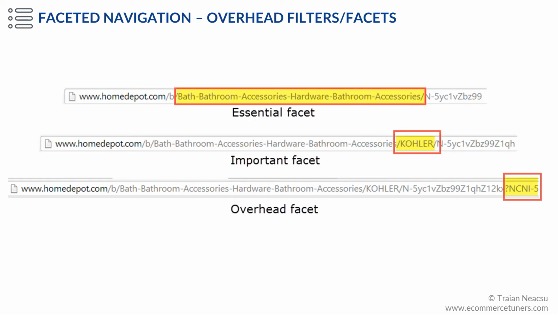To summarize, this is how Home Depot defines the filtered URLs for all three types of facets. The URL for the essential facet is made of a clean category name. The important facet URL includes the category name and the filter value color. The overhead URL, while it includes the category name and the filter values, it also includes the crawl control string NCNI-5.